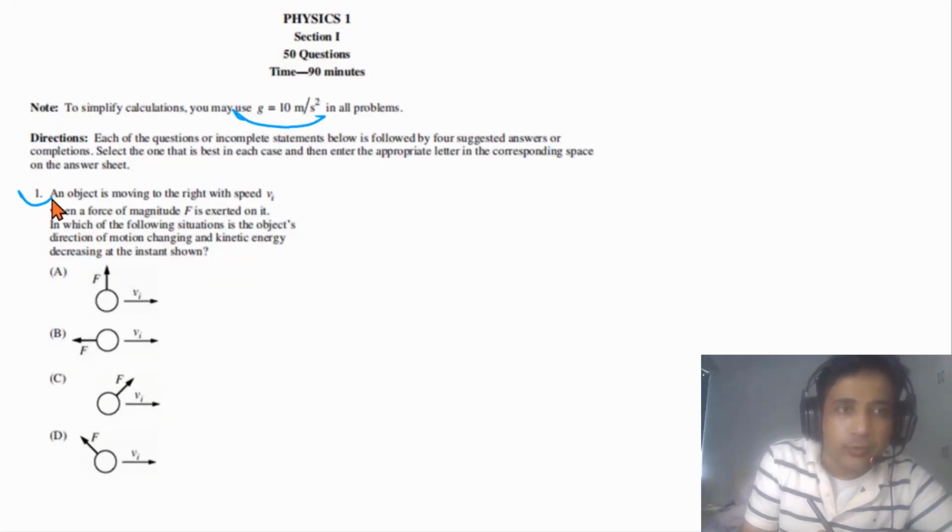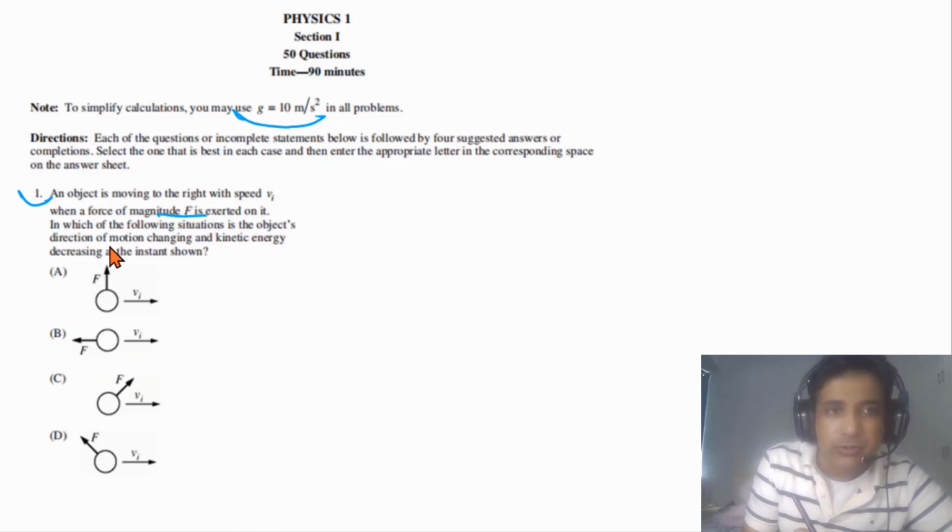Now, if we go to question 1, it is given to us that an object is moving to the right with speed vi. When a force of magnitude F is exerted on it, in which of the following situations is the object's direction of motion changing and kinetic energy decreasing at the instant shown?